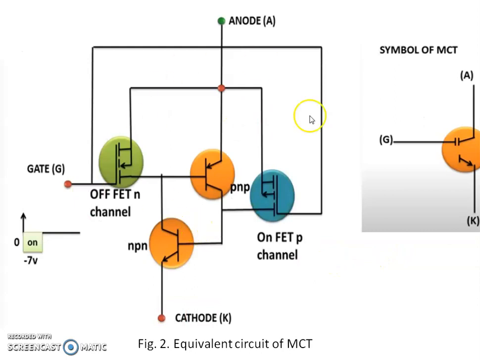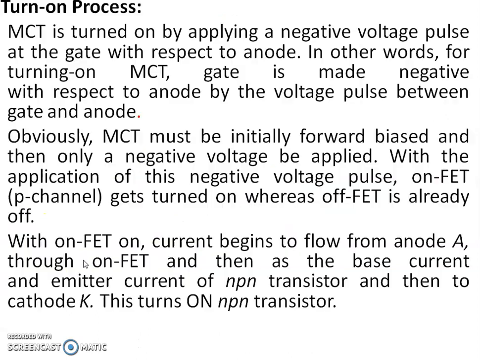So look at this. Here this is the anode and this is the cathode, and this is the gate. Initially, we start by applying a negative gate pulse to the gate. We consider a negative gate pulse of 7 volts applied to the gate. Now we will see how the MCT gets turned on. MCT is turned on by applying a negative gate pulse with respect to the anode. Otherwise, I can say that for turning on the MCT, the gate is made negative with respect to the anode.